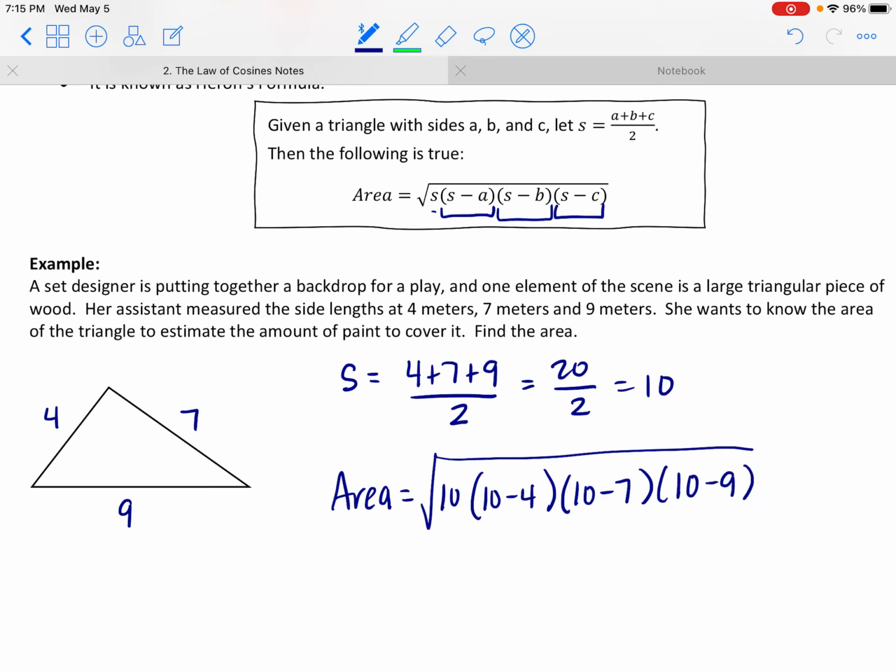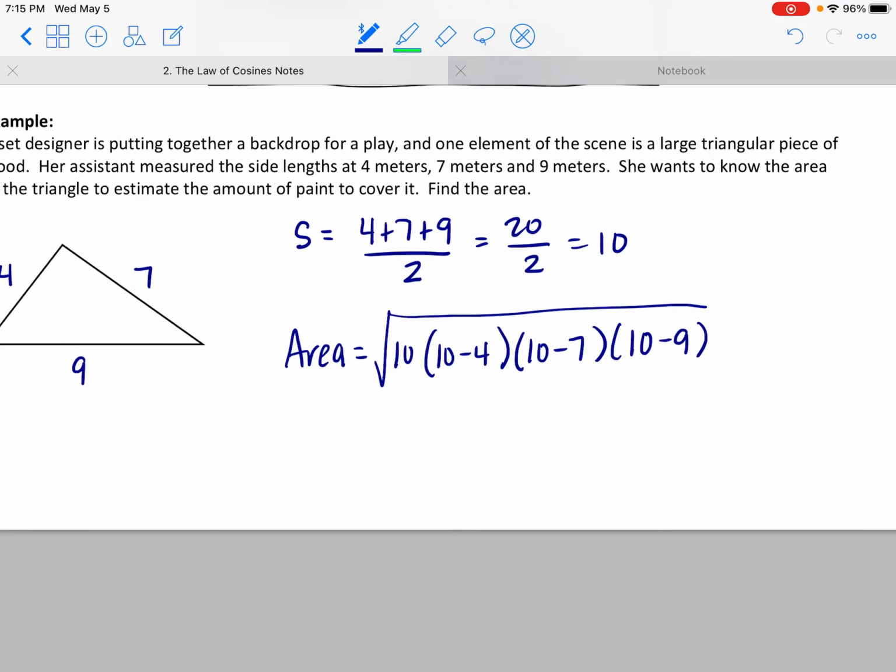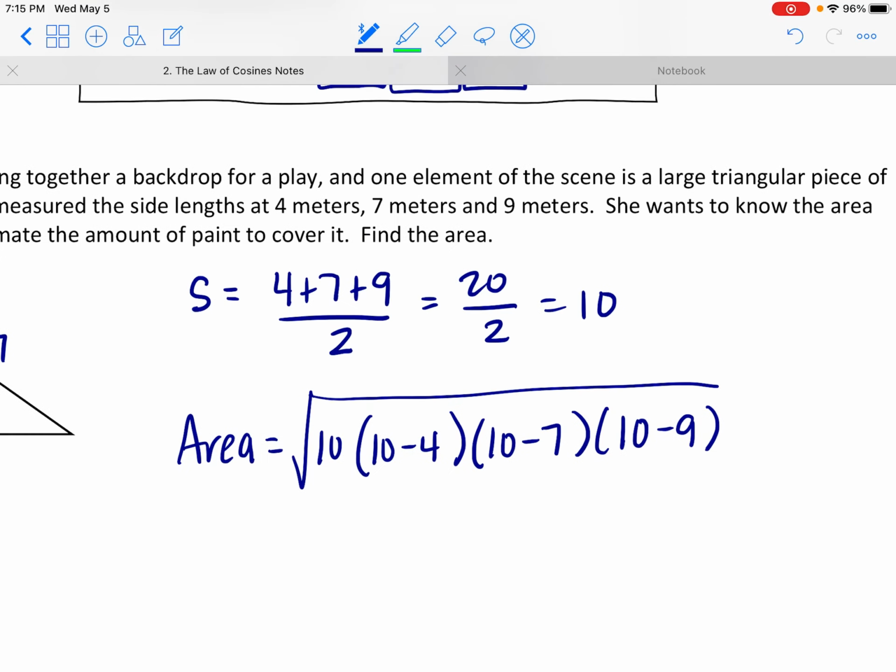And the order in which we multiply doesn't matter, right? Multiplication is commutative, so it doesn't matter what we choose for A, or B, or C. Now, evaluating from here, if you wanted to go into your calculator, you could do that. I'm going to go a little without. 10 minus 4 is 6, and then 10 minus 7 is going to be 3, and then 10 minus 9 is going to be 1. So that's going to be 180. So we're looking at the square root of 180.